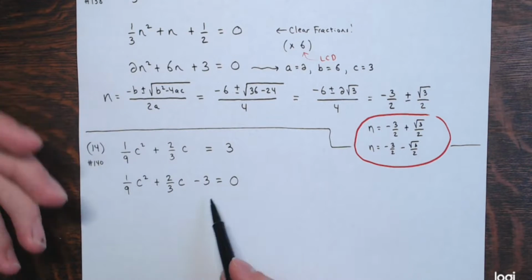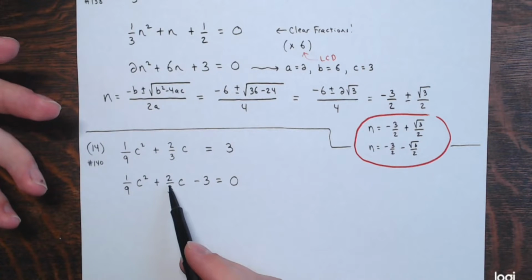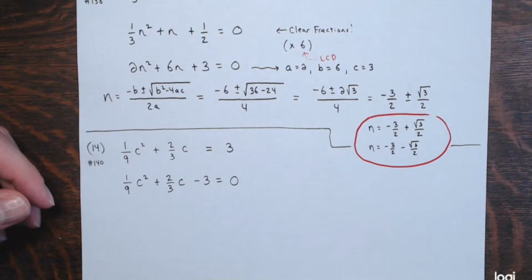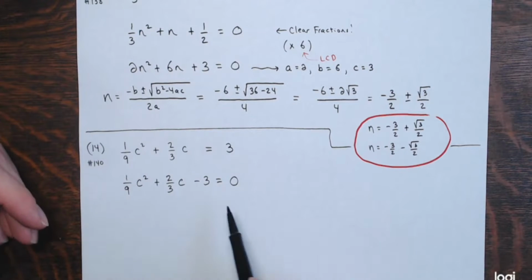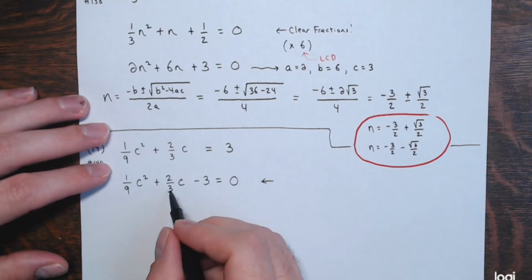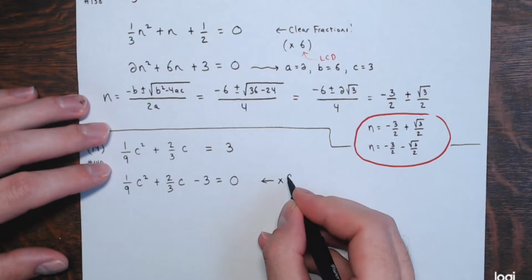So I could use the quadratic formula where A is 1/9, B is 2/3, and C is -3, and then plug those into the quadratic formula and solve. But again, I feel like people don't like using fractions all that much, so what I'm going to do is I'm going to clear those fractions. The least common denominator would be 9, right? So I'm going to multiply everything by 9.